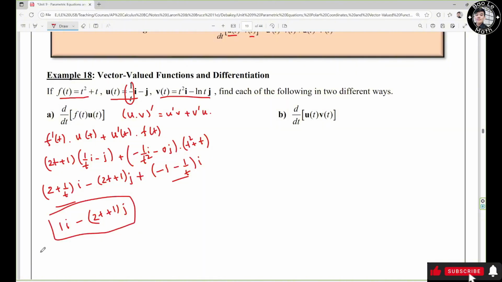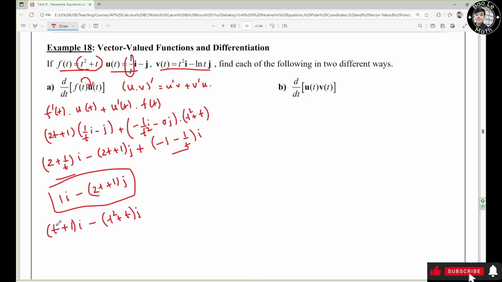Now I'm going to do the second way, which is to distribute this one first. So t squared times 1 over t is going to be t, and t times 1 over t is going to be 1. So I have t plus 1 i. Now t squared plus t times negative j is going to be itself, so it could be negative t squared plus t j.